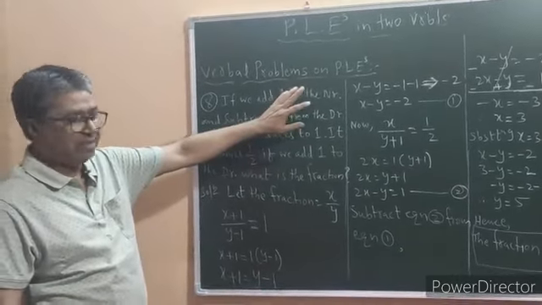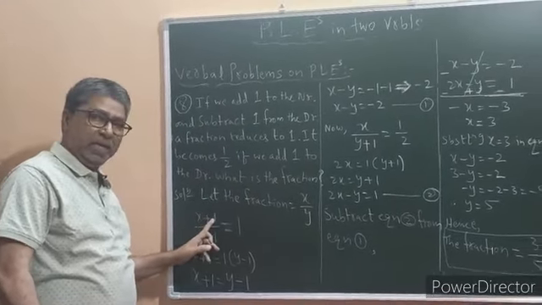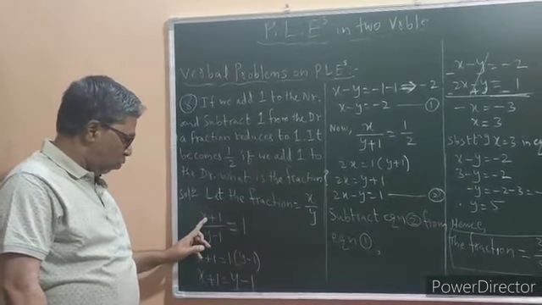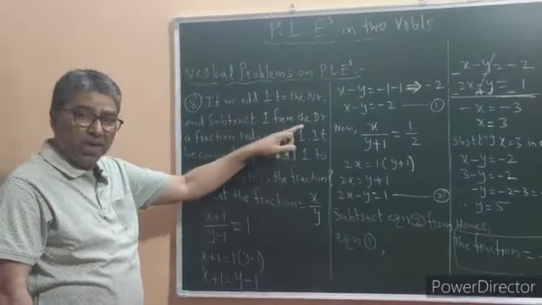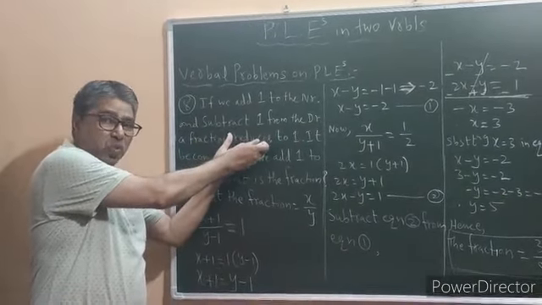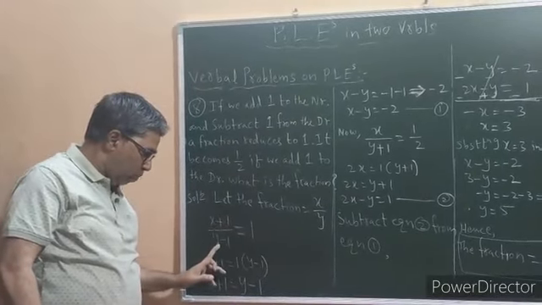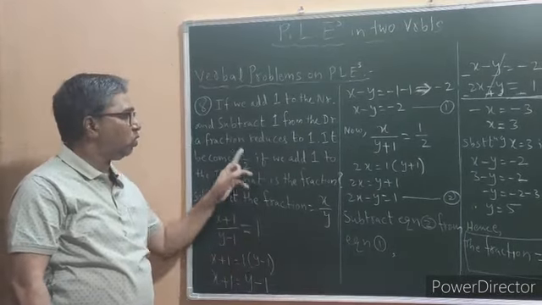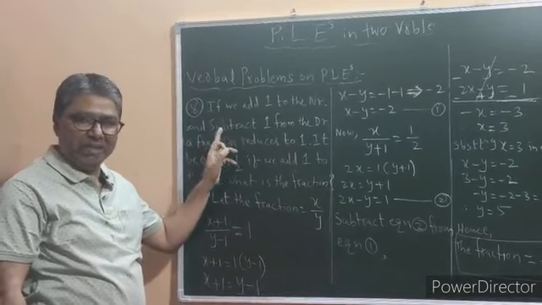Now read the first sentence. If we add 1 to the numerator, that is x plus 1. X is our numerator and y is our denominator. Add 1 to x, that is x plus 1, upon subtract 1 from the denominator, that is y minus 1. The equation reduces to 1, that is the value of the equation will be 1. So x plus 1 upon y minus 1 is equal to 1. This is according to the first sentence of the example number 8.